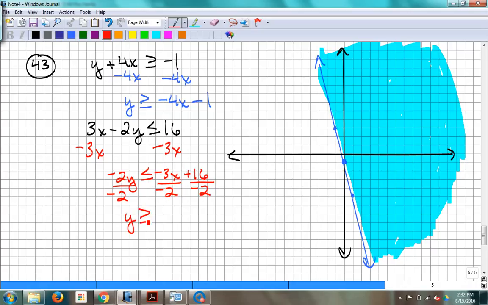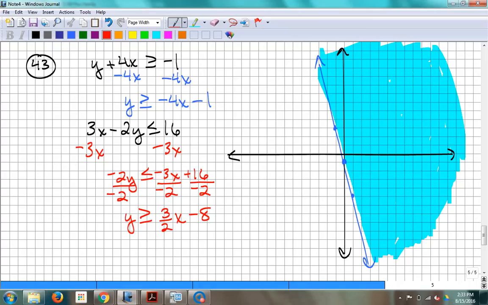This flips around to y is greater than or equal to, then that's positive 3 over 2x, and then negative 8. Anytime you multiply or divide by a negative on an inequality, it flips the sign. It has to do with the direction that you're going in. It flips that symbol because it changes the direction your number line is going, like your graph would be going on a number line.